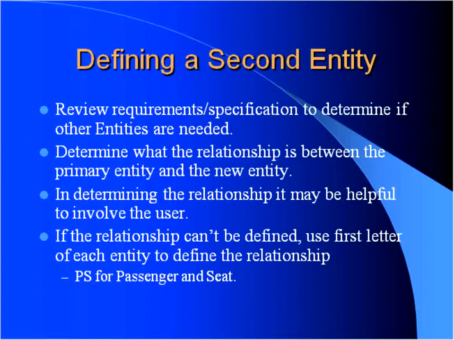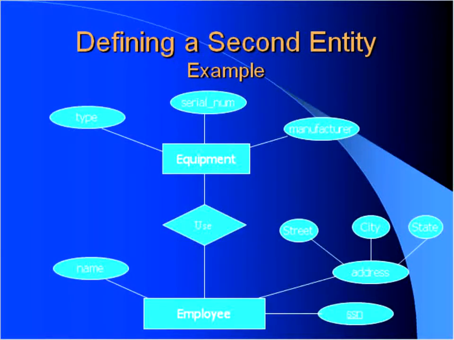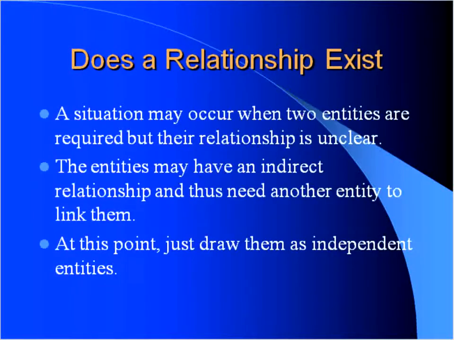Defining a second entity. What if we were to define another entity? For example, we'll keep the original employee entity, but what if we were to define another entity, say equipment? It's the same idea. We need to store more information on the equipment of the employee, so we develop another entity called equipment with its 3 attributes: type, serial number, and manufacturer. And again, that is related to the employee entity through the relationship use.